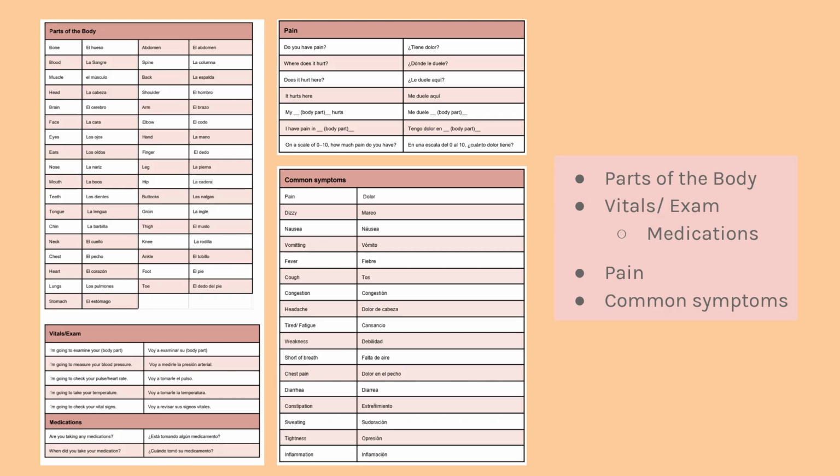Next is the vitals and exams section. It is important to note that examinations should not be completed without an interpreter present if needed, since this is key medical information and we want to make sure that nothing is misinterpreted. This section provides common phrases you might use when taking vitals or performing an exam, like asking about blood pressure, heart rate, or temperature. It also includes phrases for asking if the patient is taking medications and when they last took them.